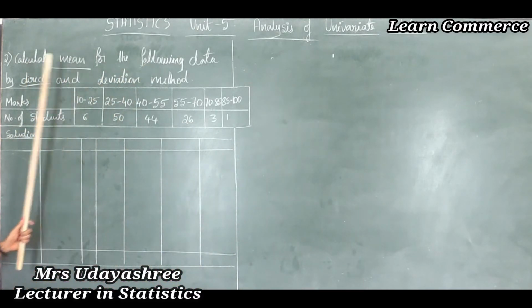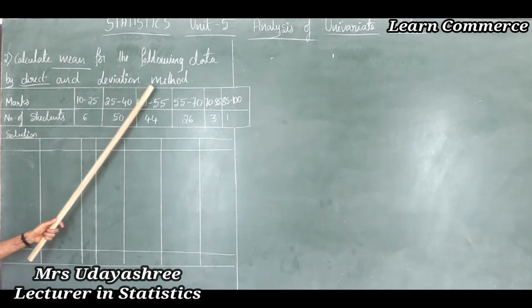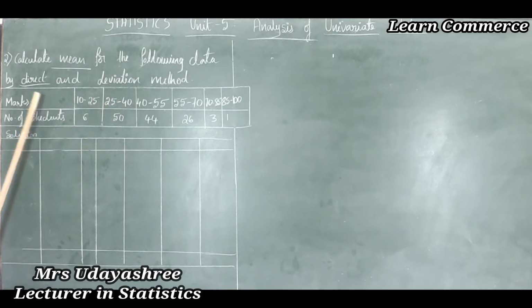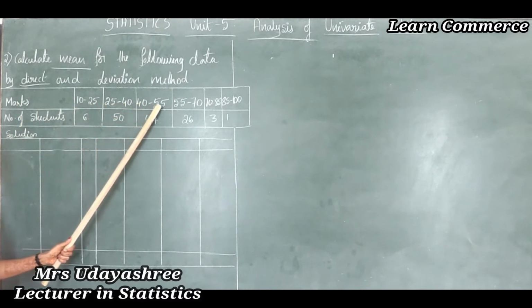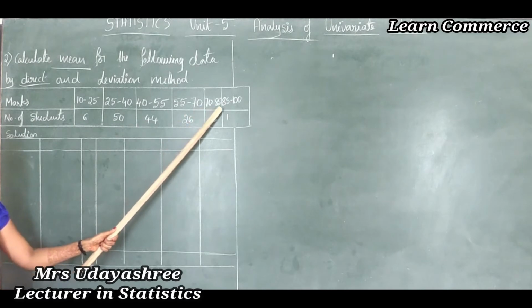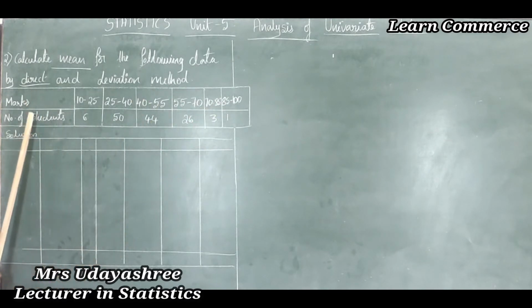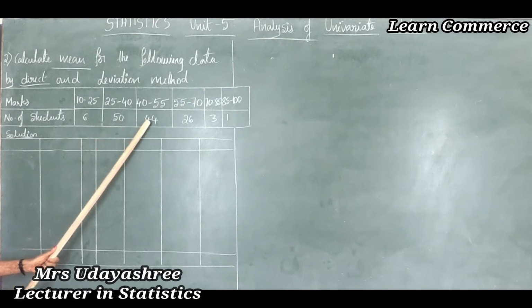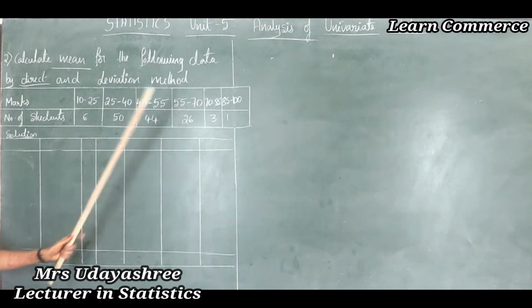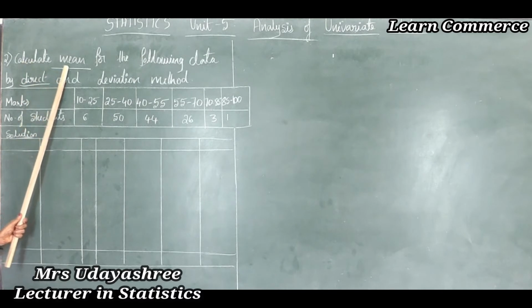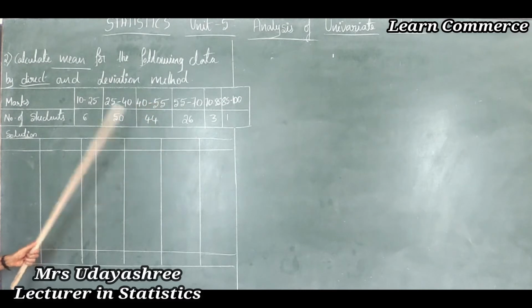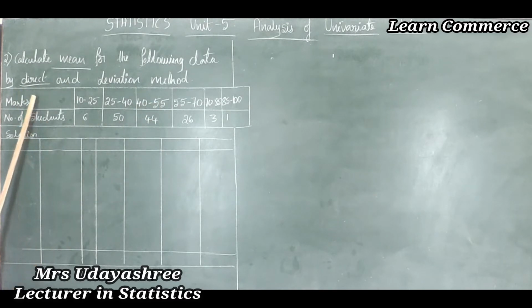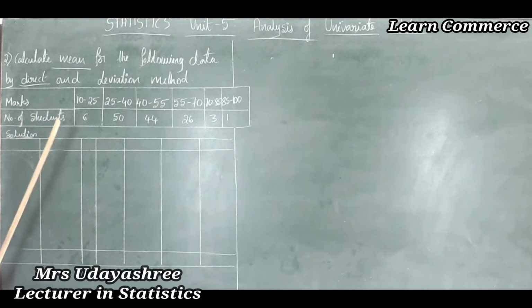Calculate mean for the following data by direct and deviation method. The given information is marks and number of students. Marks are 10 to 25, 25 to 40, 40 to 55, 55 to 70, 70 to 85 and 85 to 100, and the number of students are 6, 50, 44, 26, 3 and 1. Marks means class interval, and number of students means frequency.